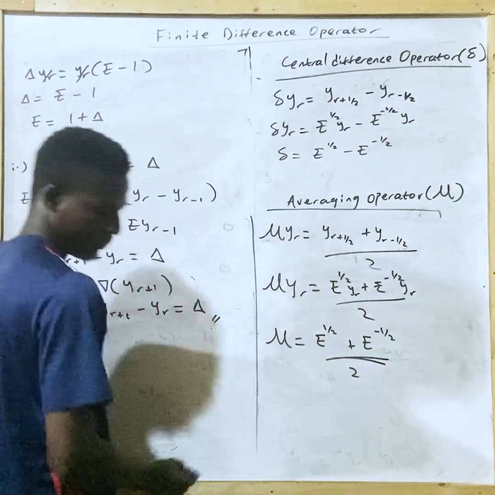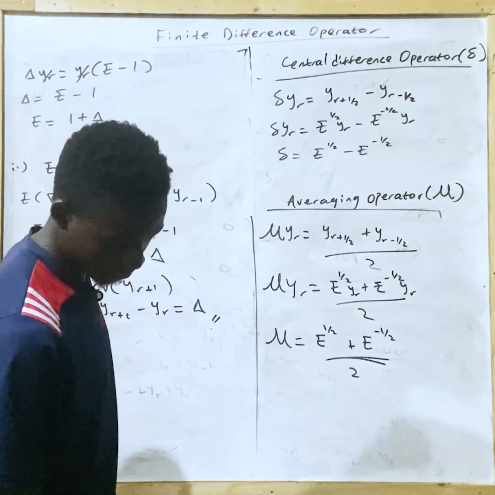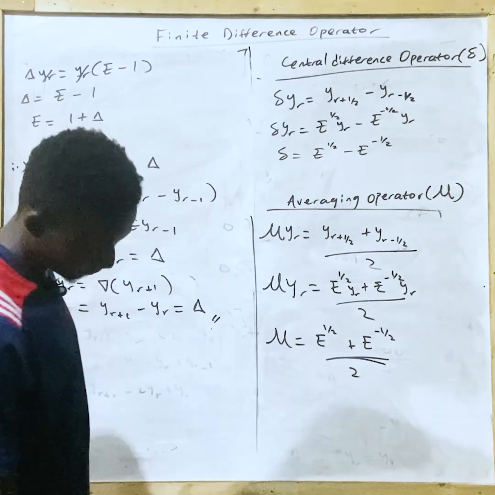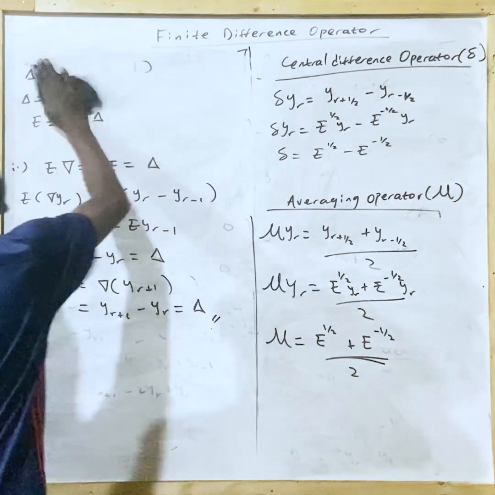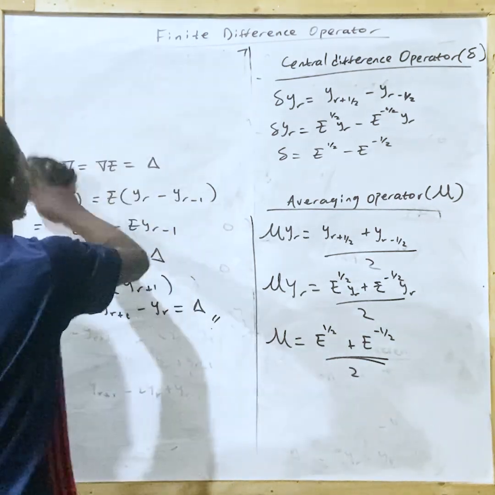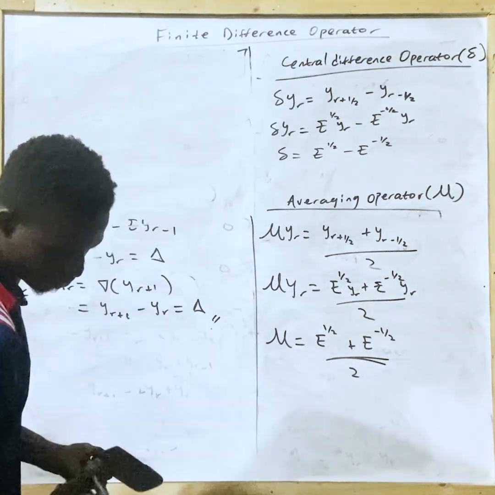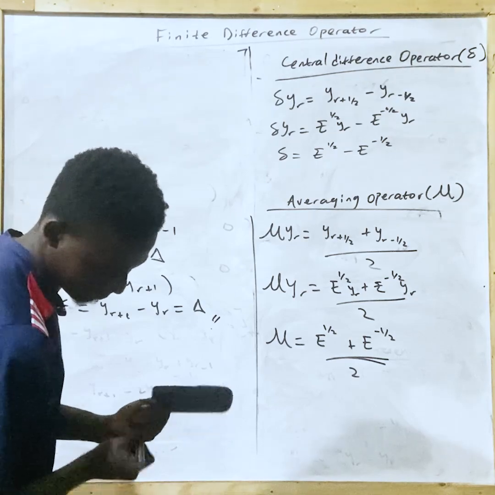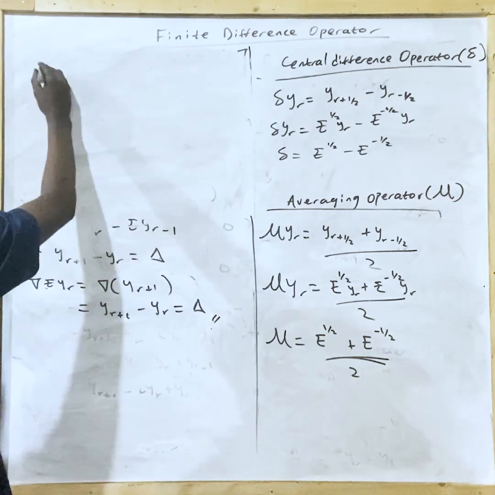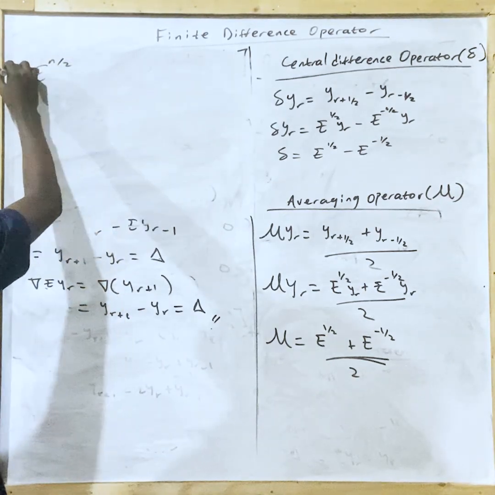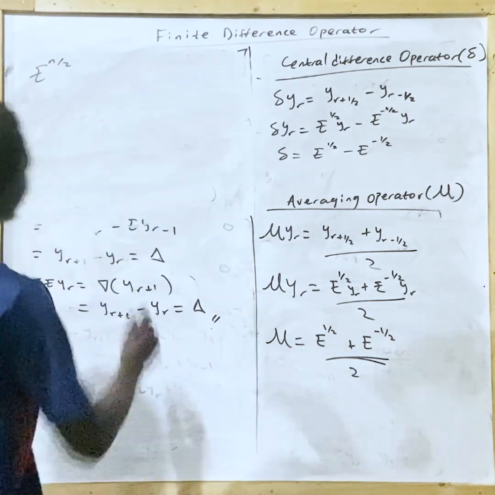So basically, let's check out some other relationships between them. We'll be proving some relationships and we'll wrap the class up. So the first one we're going to be proving, I can call this a problem. Okay, I've lost count. So E raised to power n over 2.